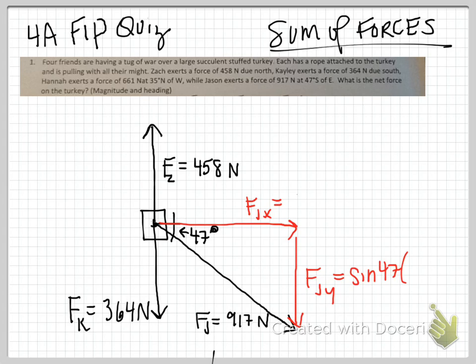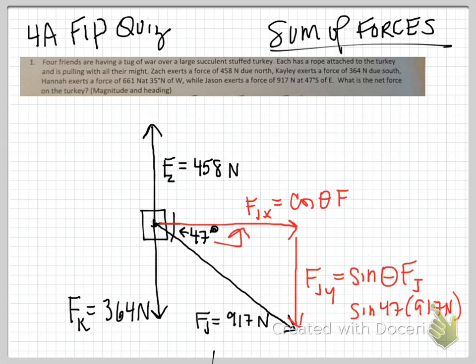Based on where this 47-degree angle is, we know that the force of Jason on the y is going to be equal to sine of theta times force of Jason, which would of course be sine of 47 times 917 newtons. So the force of Jason on the x will of course be cosine theta times force of Jason, or cosine of 47 times 917 newtons.